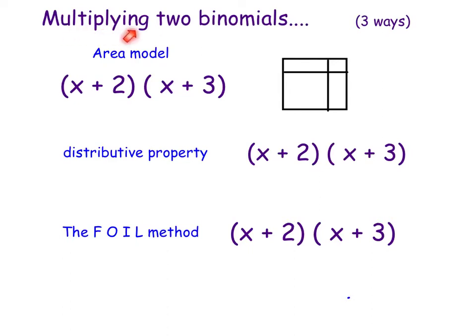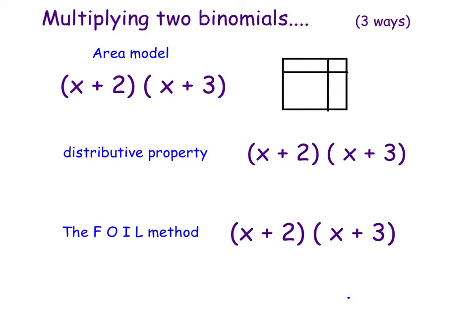Alright, so a very common problem that you will see in practice is multiplying two binomials, where there are two terms being multiplied by two terms. You can't just do x and 2 times 3, because x is actually being multiplied by both of these, and 2 is being multiplied by both of these. So we're going to talk about three different ways: the area model, the distributive property, and the FOIL method.